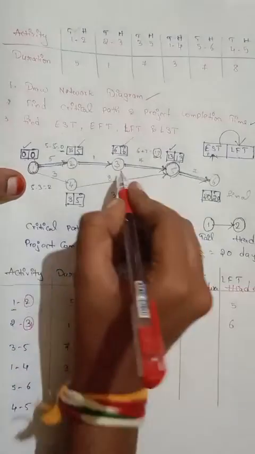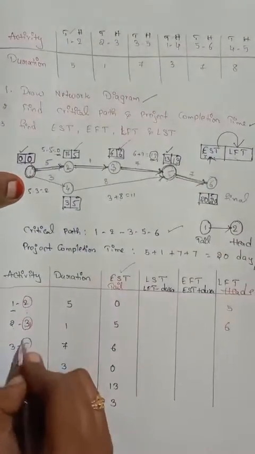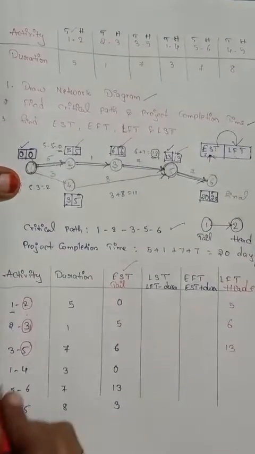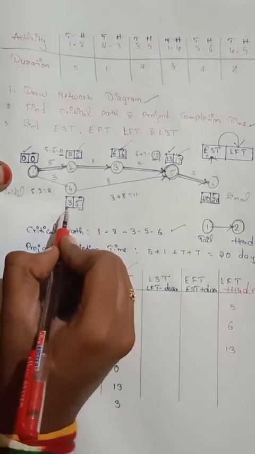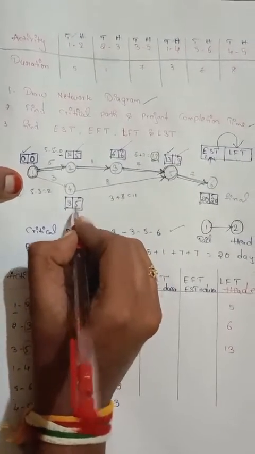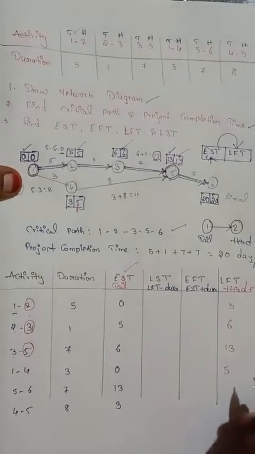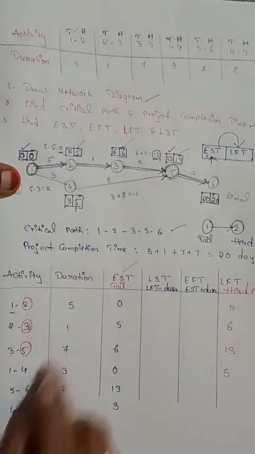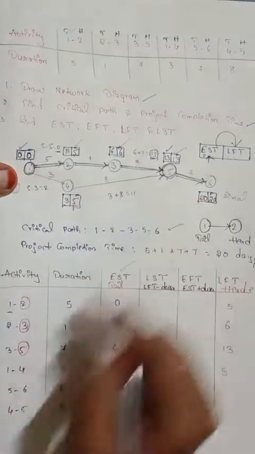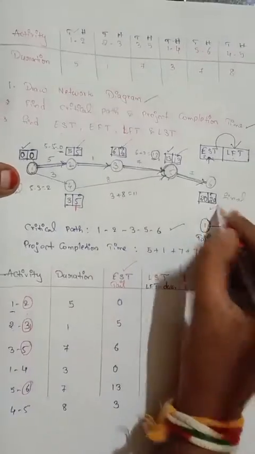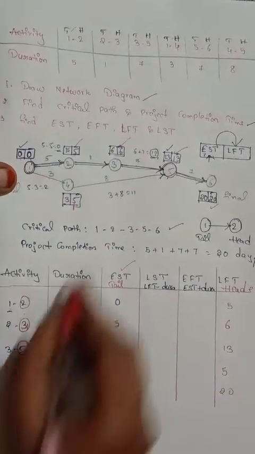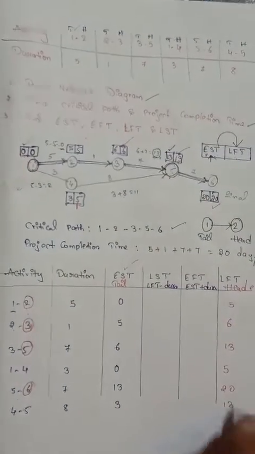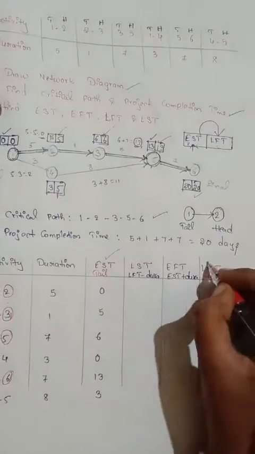From 3 to 5, 5 is the head value, and for the head value the LFT value is 13. Write it here. From 1 to 4, 4 is the head value, and for that head value the LFT is 5. So write it here. Then from 5 to 6, the head value is 6, and for 6 the LFT is 20. And from 4 to 5, 5 is the head value and the LFT is 13 again. Now we have completed EST and LFT.